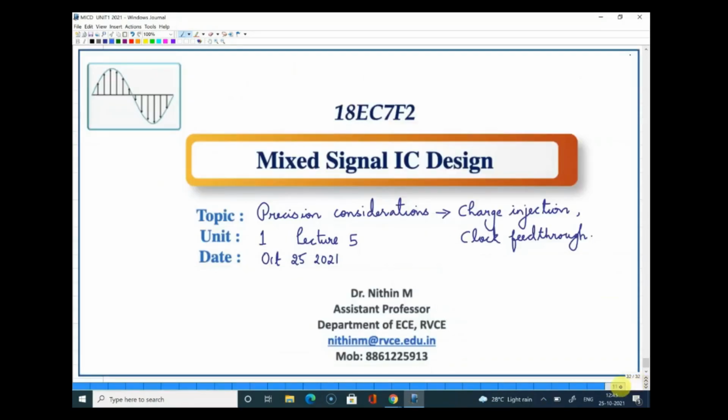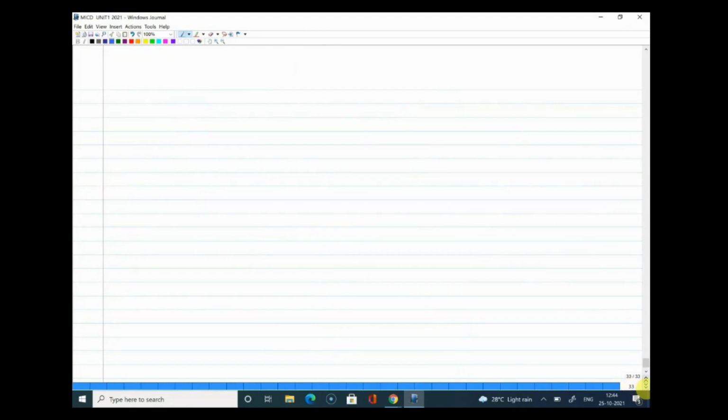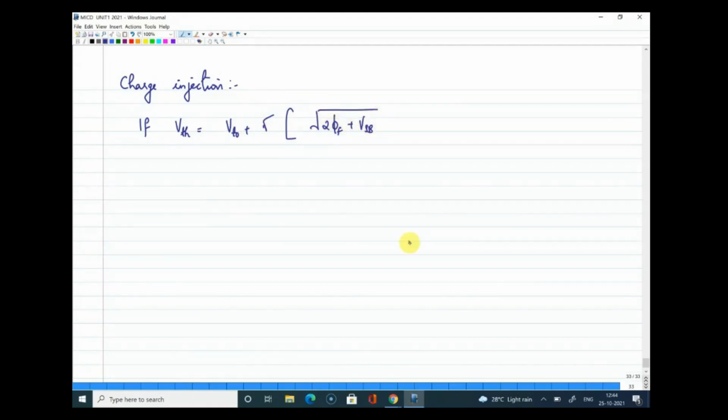So what we'll do is continue from there. We are continuing the charge injection mechanism. Maybe for 10 minutes, we'll continue this and see how the nonlinearity comes into the picture. We know that the threshold voltage we can write as Vt0 plus gamma into root of 2 phi f plus VSB minus root of 2 phi f. This is the expression we have.